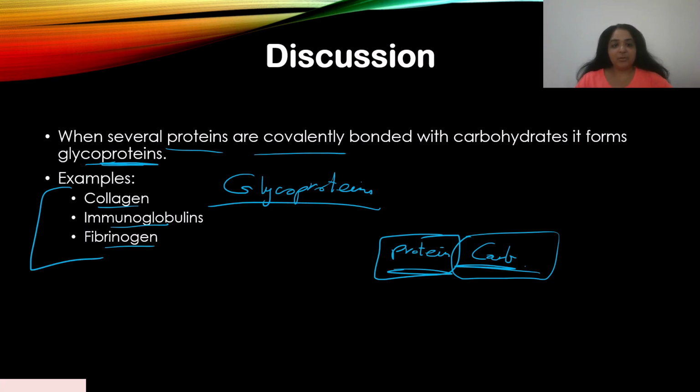But it's important to remember that these are also examples of glycoproteins. They can ask you, what is immunoglobulins, what is fibrinogen, what is collagen. So these are types of glycoproteins. Okay, let's move on then.